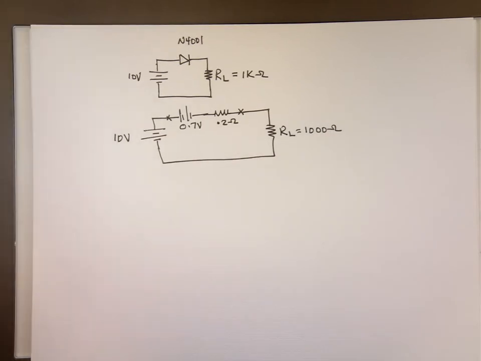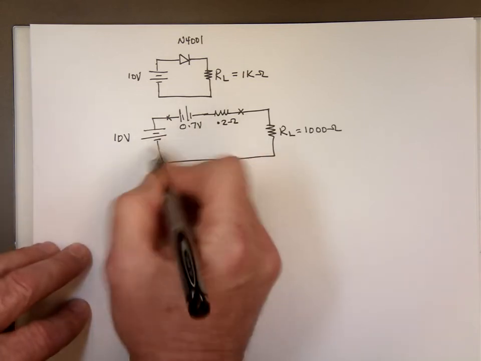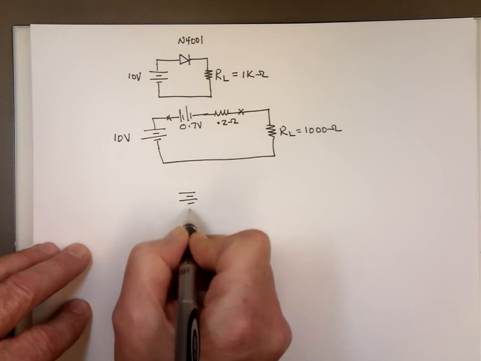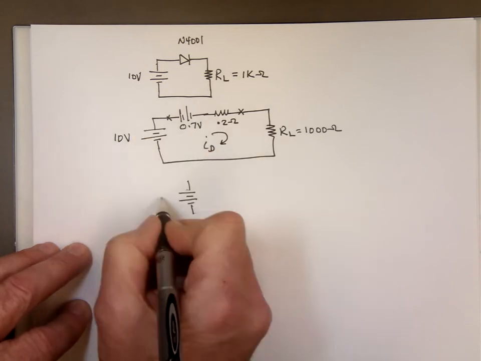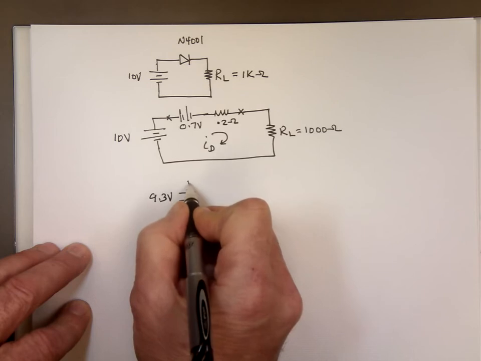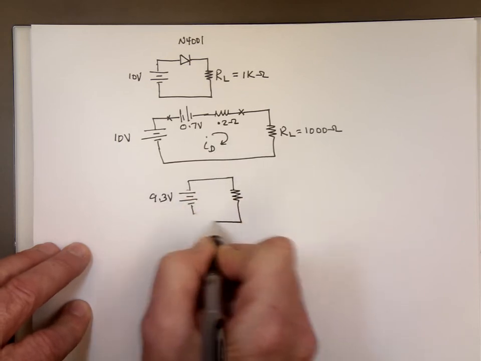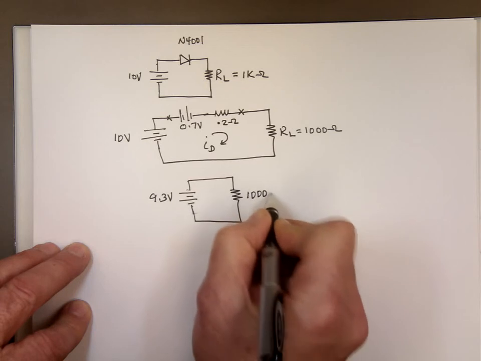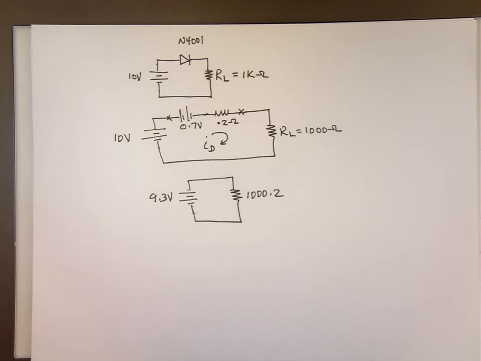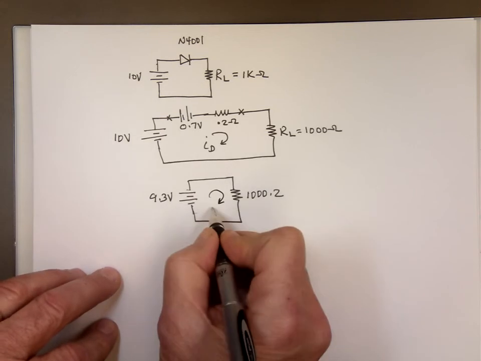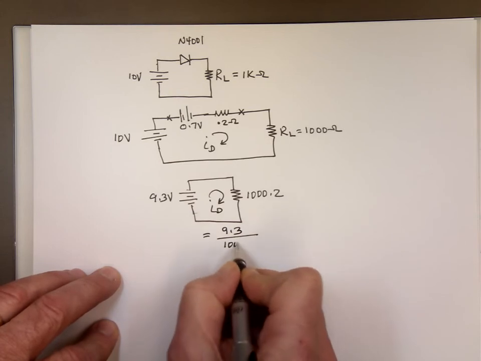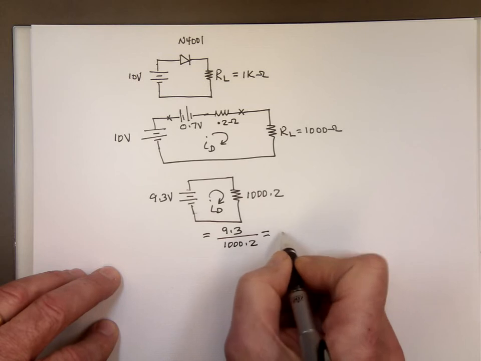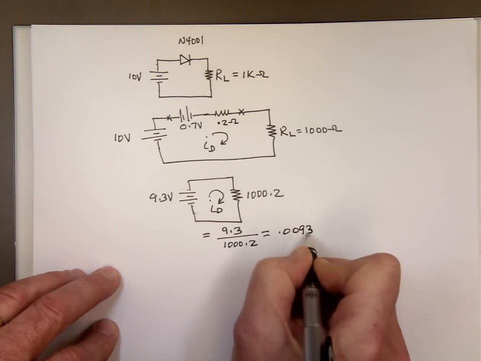So if you think about it, these two are connected in series. Is it really going to make a difference if you add the 0.2 or not? So this will look like one voltage source, if you're looking for the current through that, of the value of 10 minus 0.7, which is 9.3 volts. And that resistor here is 1,000.2. Big deal. That 0.2 does nothing. So I sub D is going to be 9.3 divided by 1,000.2. And if we do the math there, that's 0.0093 amps.